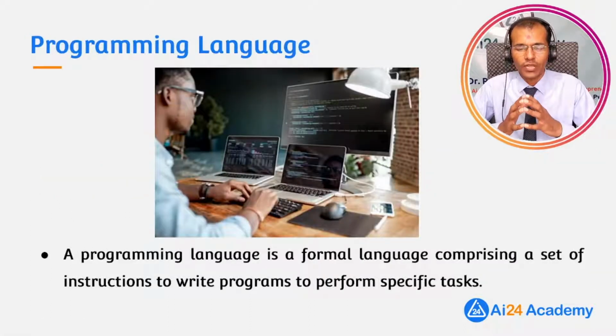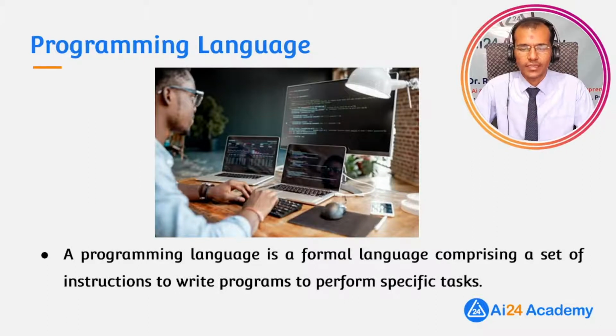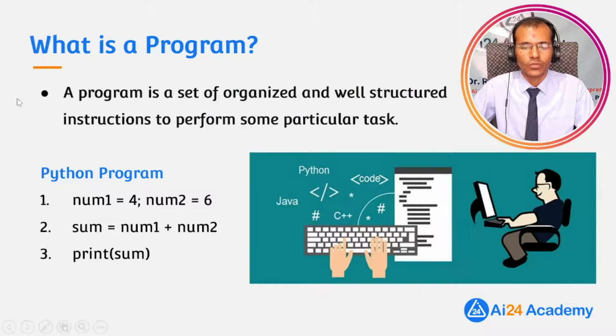So a programming language is a formal language comprising a set of instructions to write programs to perform specific tasks. Now here we can see that these are the 4 instructions. Number 1 is equal to 4, number 2 is equal to 6, the third instruction is sum is equal to number 1 plus number 2, and the fourth instruction is print sum.